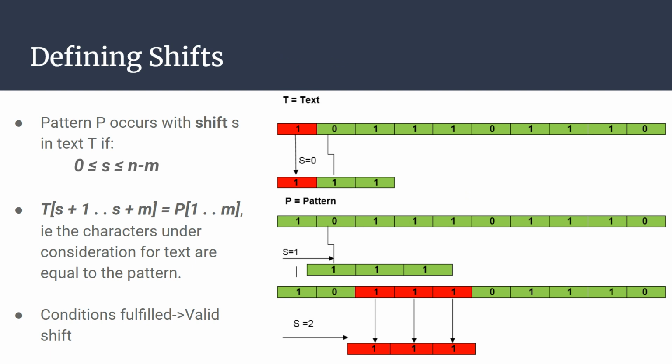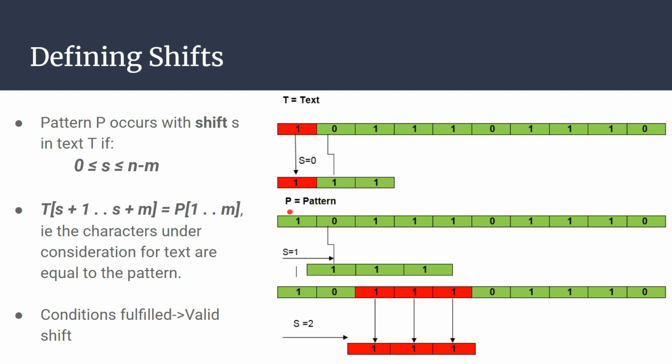Now let's define shifts. A shift occurs in a text, not in a pattern, and it is defined by a number. This number should be greater than or equal to 0 and less than or equal to n minus m. n is the length of the text, while m is the length of the pattern. So basically, if the length of my text is 10 as shown here and the length of my pattern is 3, then my shift should only go up to 7 and should not go beyond that.